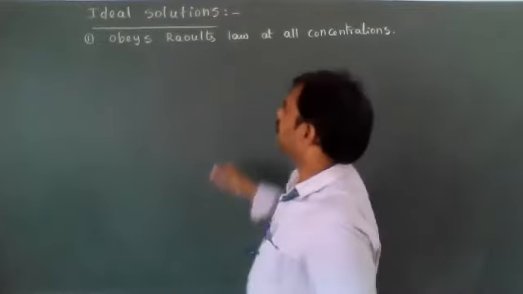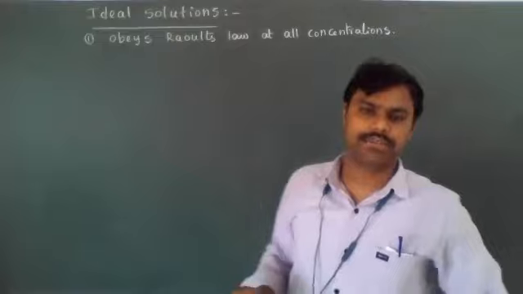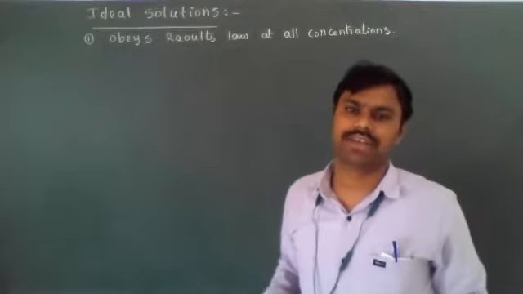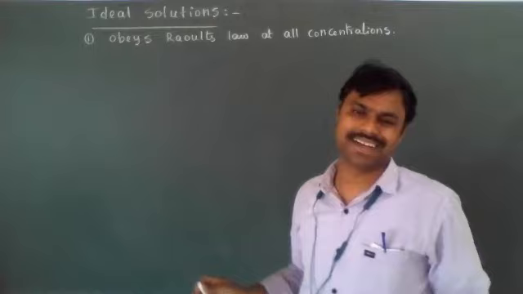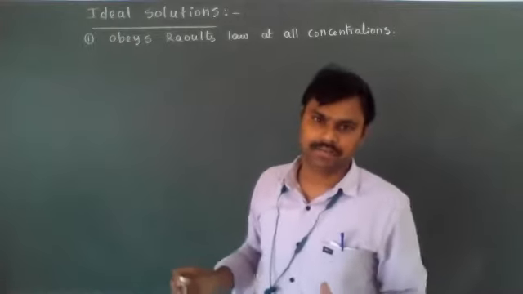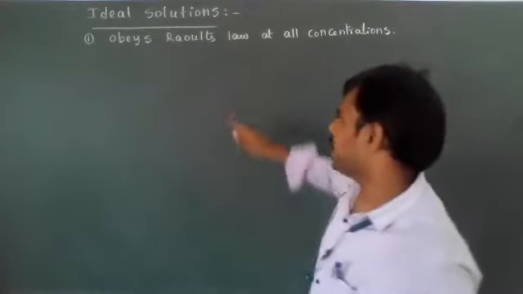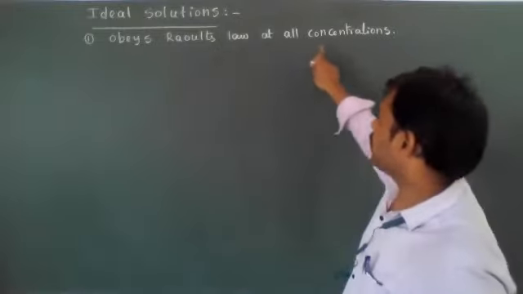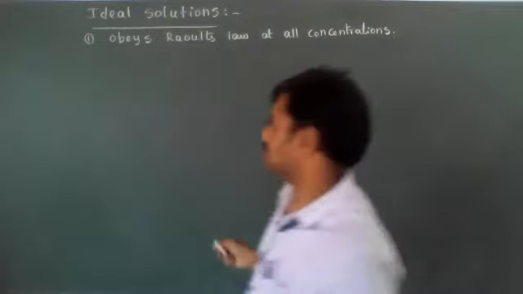Okay, students. Based on Raoult's law, solutions are divided into two types. One is ideal solutions, the second one is non-ideal solutions. Now we are discussing ideal solutions. Last class we covered only the definition; now we need to discuss ideal solutions, examples, and properties. Ideal solutions are those that obey Raoult's law at all concentrations.